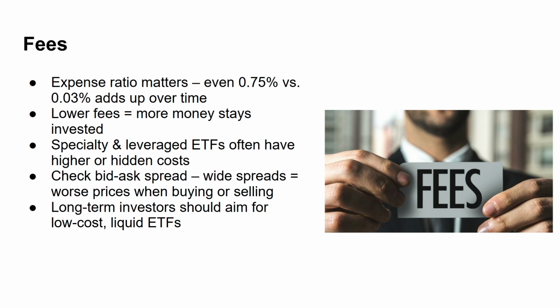Always look at the expense ratio and be cautious of leveraged or specialty ETFs with hidden costs. Also check the bid-ask spread, which I remember I explained: the gap between what buyers want to pay and what sellers are asking. A big gap means you might overpay when buying or get less when selling.